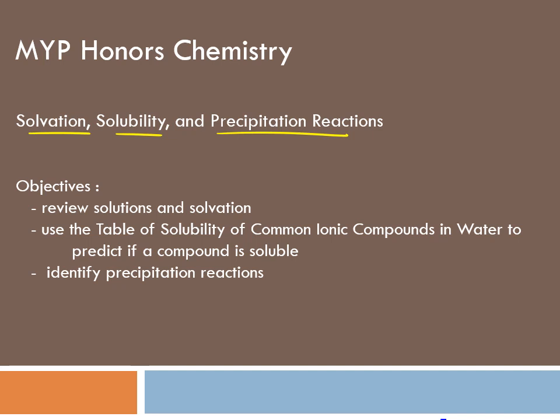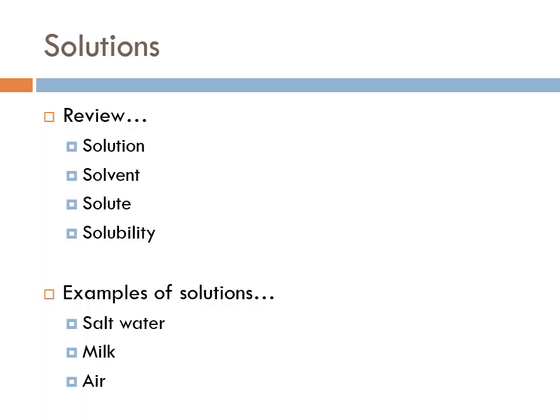Our objectives for today: we're going to review solutions and solvation, so much vocabulary. We're going to use the table of solubility of common ionic compounds in water to predict if a compound is soluble. This is in your handy-dandy periodic table reference pages, so if you don't already have that out, grab it now. We're also going to use that same table to figure out when we have a precipitate in a double replacement reaction. So first up, lots of vocabulary.